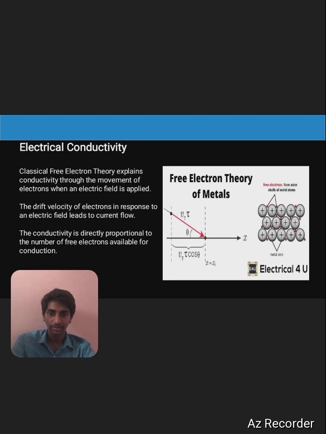Electrical conductivity. Classical free electron theory explains conductivity through the movement of electrons when an electric field is applied. The drift velocity of electrons in response to an electric field leads to a current flow. The conductivity is directly proportional to the number of free electrons available for conduction.